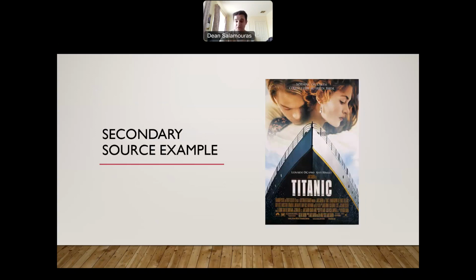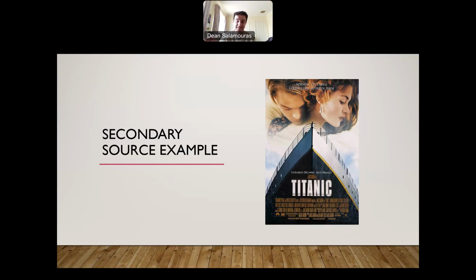Here I've got an example of a secondary source. It's the 1997 movie directed by James Cameron and starring Leonardo DiCaprio and Kate Winslet, which is one of the highest grossing movies of all time, and it also won 11 Academy Awards. That's an example of a secondary source. So basically, it gives you a depiction of what actually occurred on that voyage of the RMS Titanic, and how the Titanic hit an iceberg and sunk. On top of that, it's got a very long love story that takes place as well. But yeah, this is an example of a secondary source.